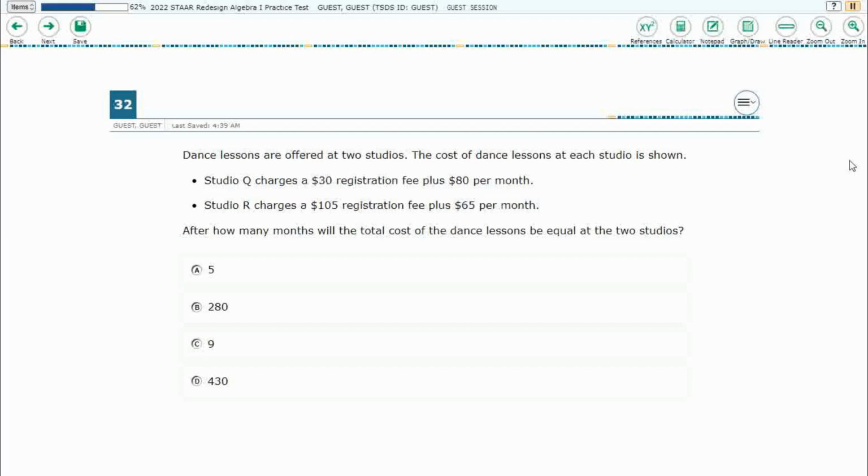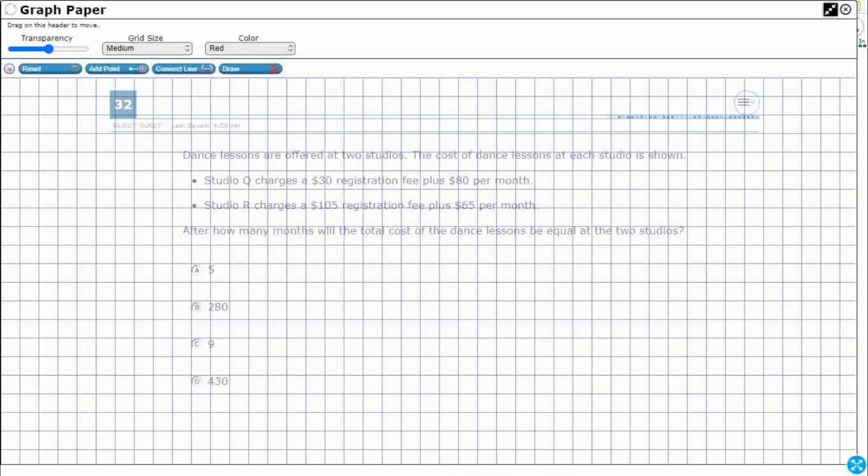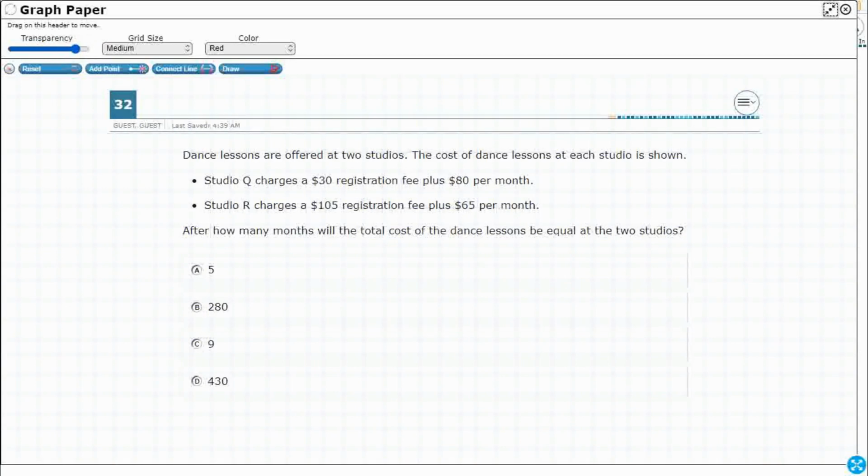So we've got some dance lessons, and the cost of each is different here. Studio Q charges a $30 registration fee and $80 a month. So it's a lower registration fee than Studio R, but a higher monthly fee. So good question here: after how many months will both of the costs be equal?